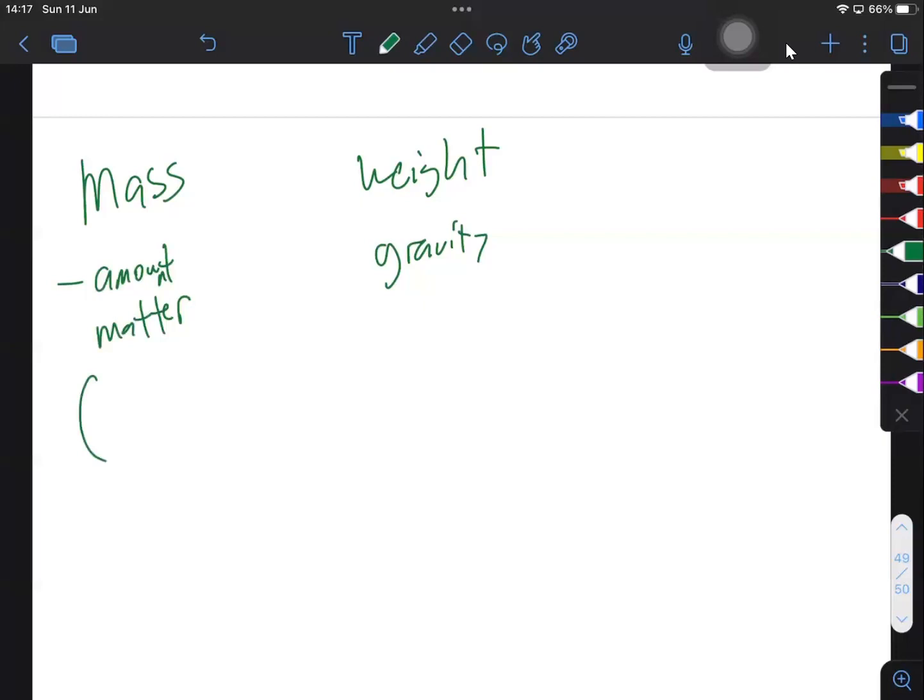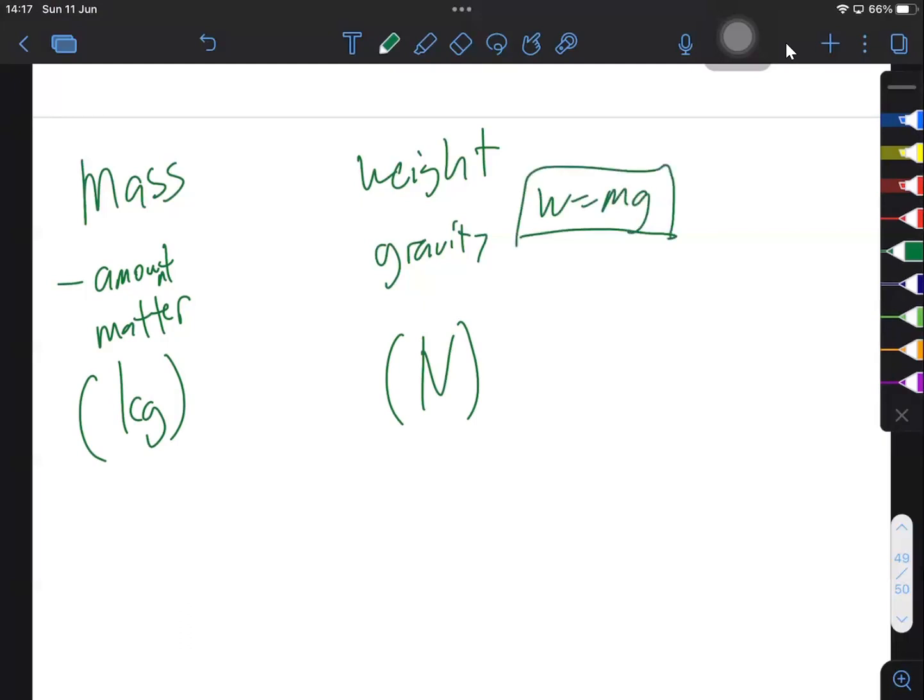What's the unit for mass again? Yeah. What's the unit for weight? Newtons. Very good. Weight will change, because weight has a formula of W equals to mg, guys. By the way, for those who don't know, a pro tip: W equals to mg is the same as F equals to ma. Most of the time, they are interchangeable, right?